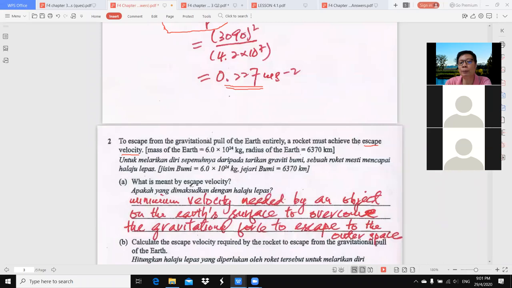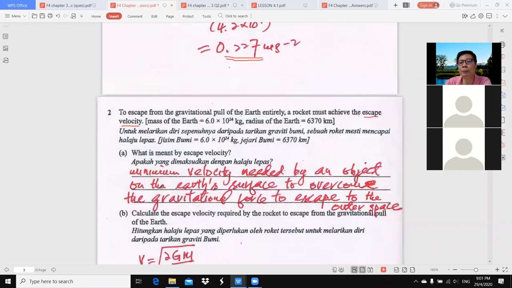What is meant by escape velocity? This statement, you better memorize it. Escape velocity is the minimum velocity needed by an object, rocket, whatever, on the Earth's surface to overcome the gravitational force to escape to the outer space. Understand? So read the statement again and remember it. If people ask you what is escape velocity, this is the answer.